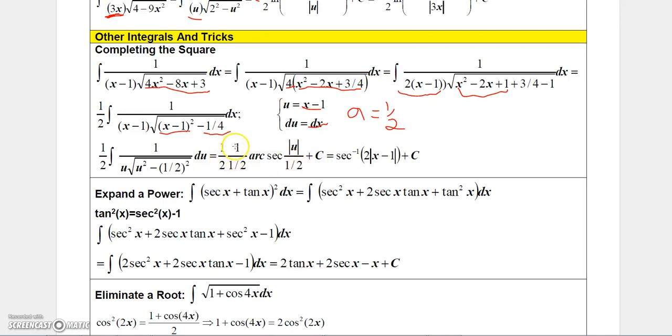So 1 over 1/2 times 1/2 is just 1. So those fractions cancel each other out. And then I have arc secant, absolute value of u. Well, u is actually what? x minus 1. So I have absolute value of x minus 1 all over 1/2, and then when you flip the half over and multiply, you get 2 times the absolute value of x minus 1. So that's just arc secant of the absolute value of x minus 1.